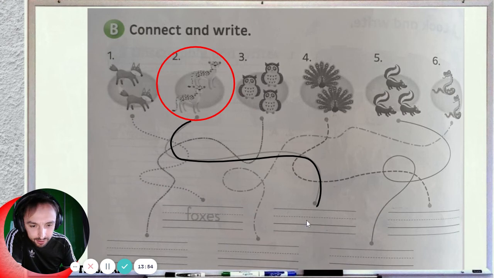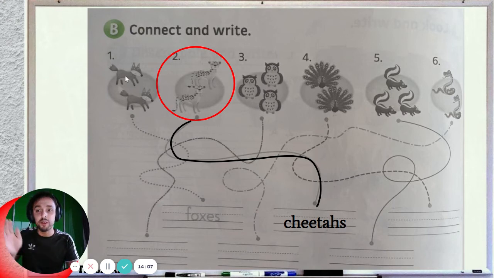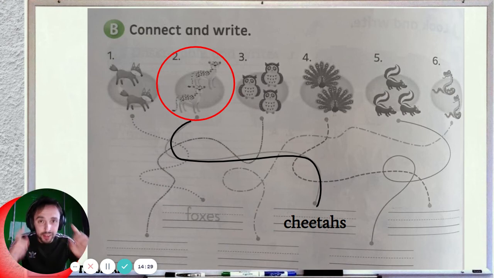Okay, so cheetahs goes here. So we go cheetahs. Remember to add an S. Because if there's more than one, two, three, more than one, you need to add an S. Okay? Okay, so that's activity B. Draw the line to connect, then spell the words, and remember to add an S because there's more than one.